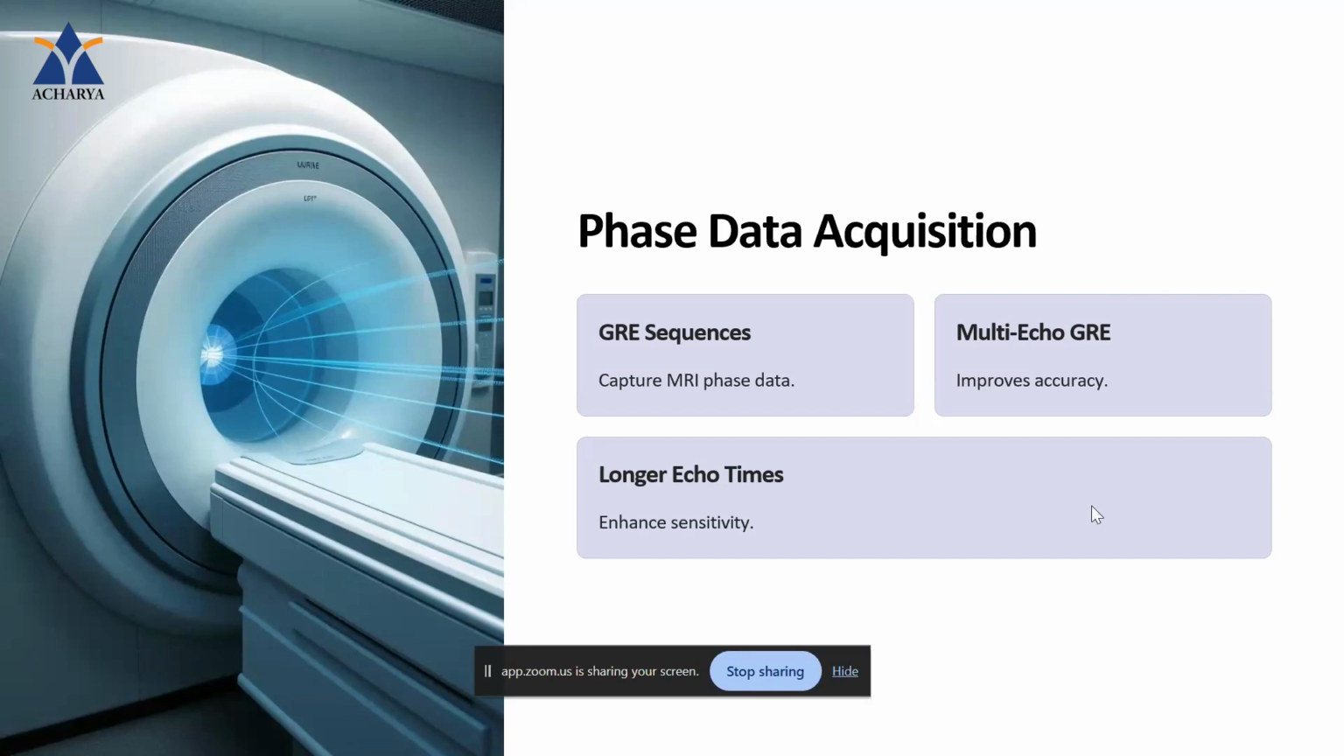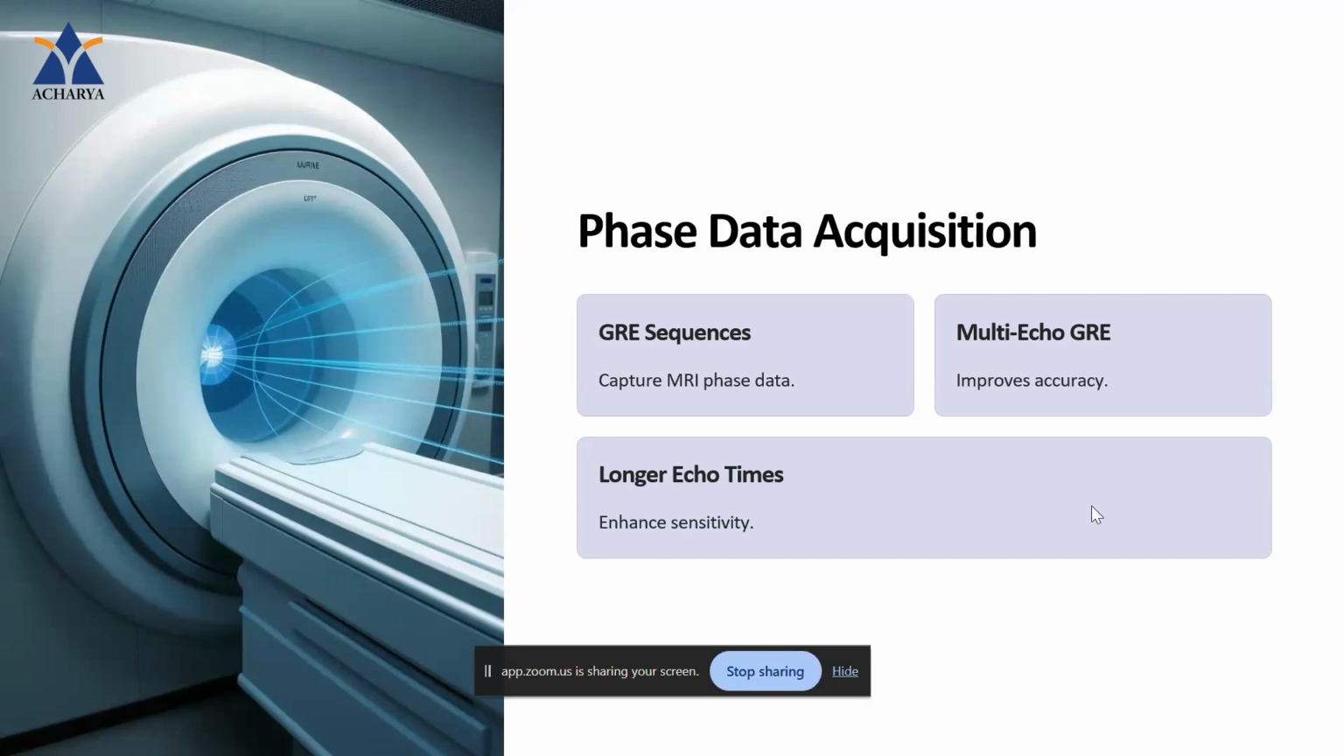Here we have longer echo times. The time to echo, TE, is long here, so it increases the sensitivity. Which sensitivity is increased? The sensitivity to susceptibility effects is increased here. But if the sensitivity is increasing, obviously it may introduce some motion artifacts because the time to echo is long.